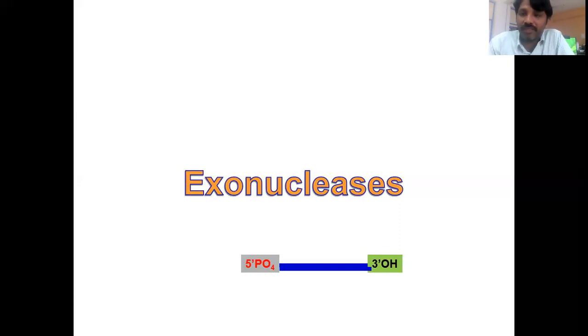Today's topic is the second class, exonucleases. Exo means at the terminus, or at the exit, or at the end. Exonucleases act on a nucleic acid molecule at the end, at a nick, or at the terminus. That's why these nucleases are called exonucleases. So this is today's topic.